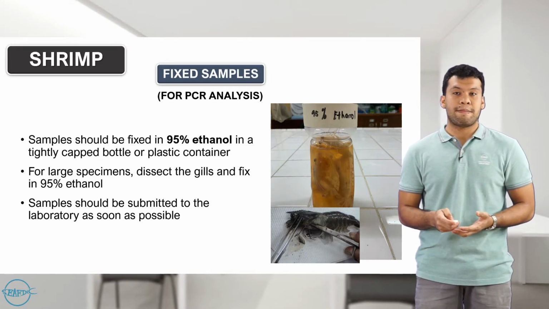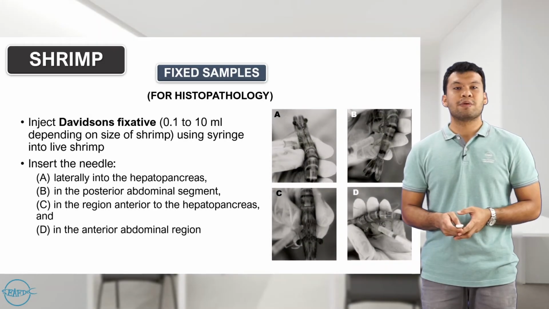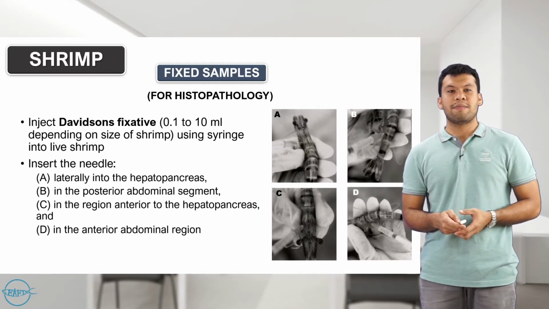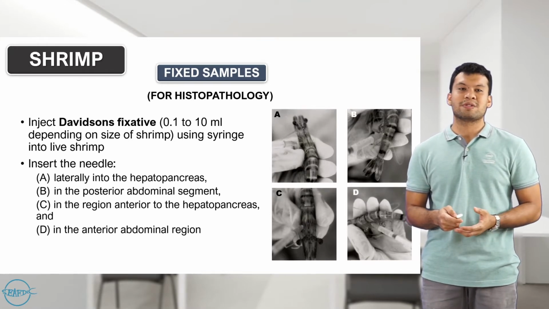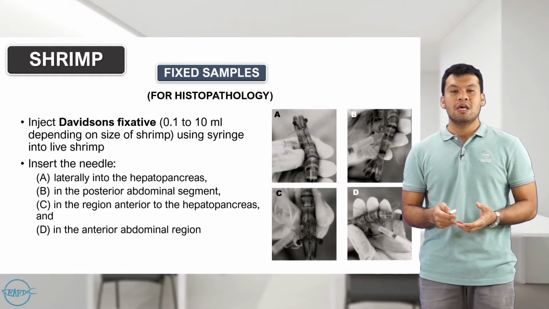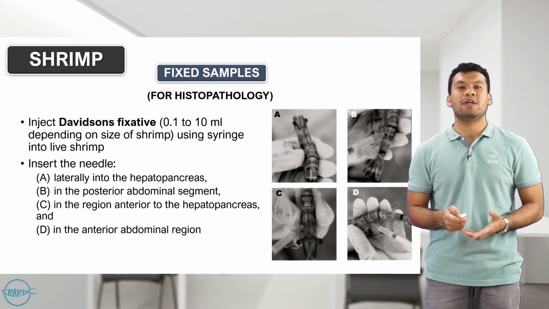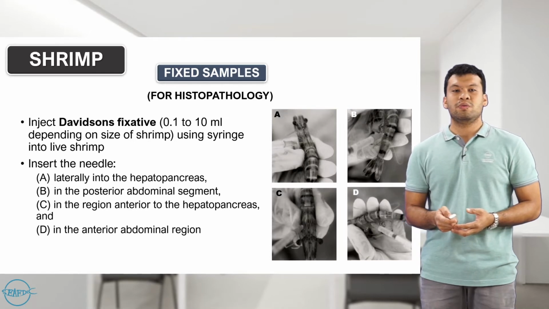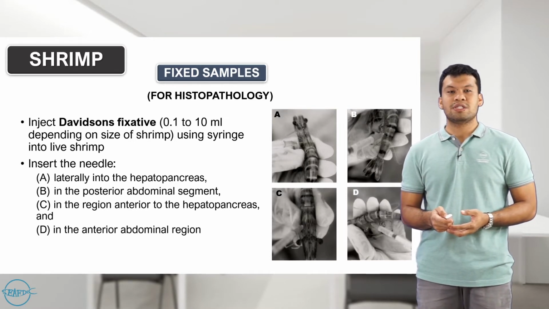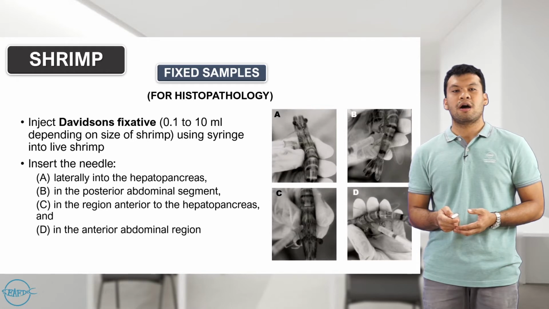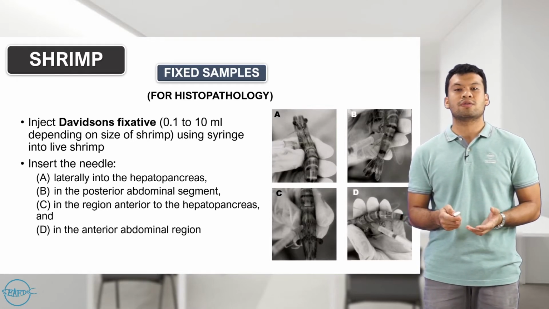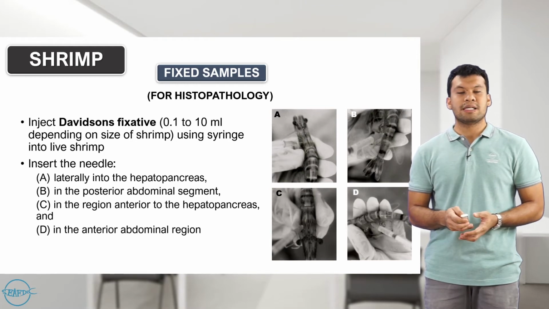And please do remember that the sample should be submitted to the laboratory as soon as possible to avoid the degradation of your sample. So for fixed samples for histopathology, you can use Davidson fixative at 0.1 to 10 ml depending on the size of the shrimp. The bigger the size of your sample, the bigger the amount of fixative you'll need. So you'll be using a syringe to inject the fixative into the different target areas of your shrimp, for example.